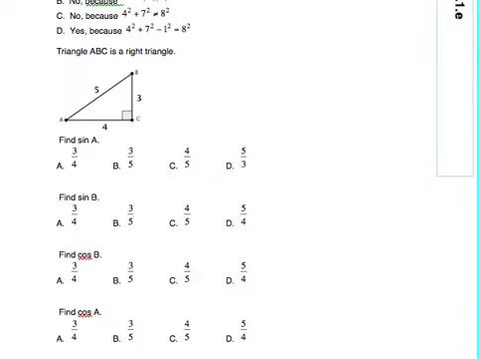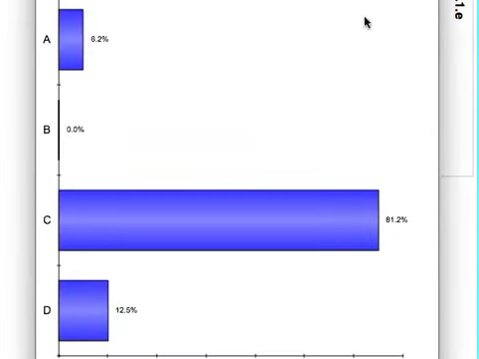Cosine of A. What's the cosine of A? Cosine of A is letter C. Good job.